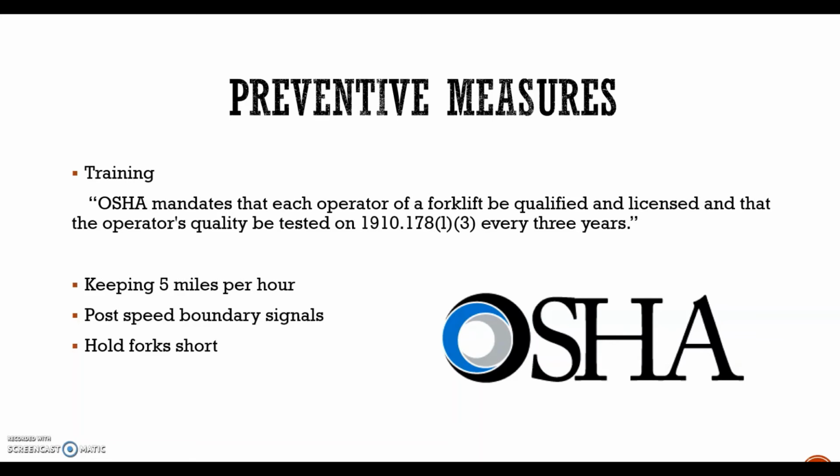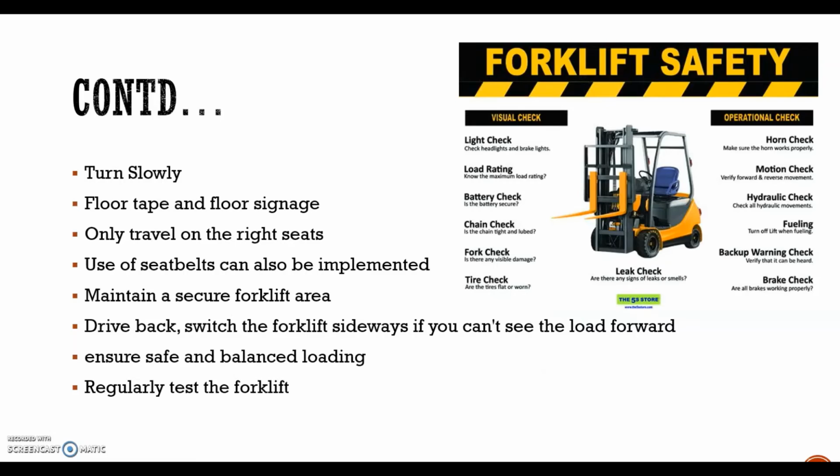The industry should post speed boundaries at every corner so that the drivers will be able to see the speed, and they should be able to regulate it by seeing the speed boundary signs. The fork should always be held short so that there is no imbalance in the system. The driver should always turn slowly so that there is no imbalance. There should be floor tapes and lane markings, and there should only be one person driving the forklift, and he should also use a seat belt.